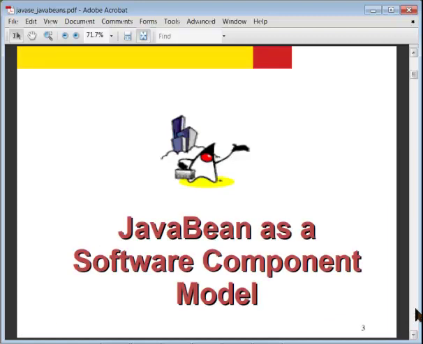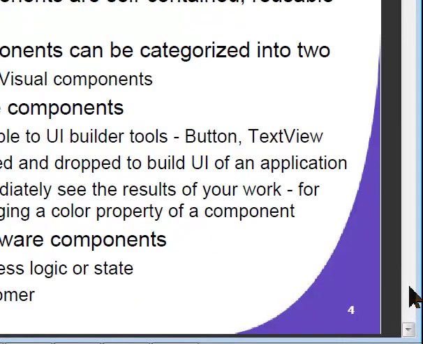So JavaBean as a software component model. I'm sure you have heard of a component model many times. So what do we mean by component? Components, especially in the world of software, are self-contained and reusable software units. Typically, these components are either visual or non-visual. Visual components are, for example, buttons, text views, and things like that. So once you build your button in the form of a JavaBean object, that object could be sent to someone, and then someone can use that component to build a button.